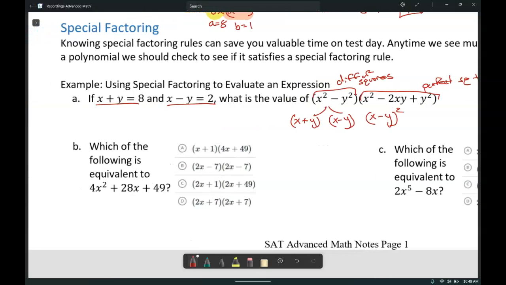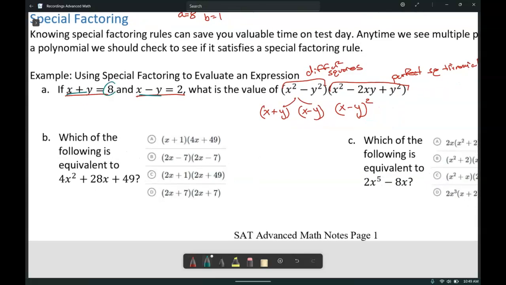And then since these are completely factored and these match up with the expressions that we have here, then we know that x plus y has to equal 8, x minus y has to equal 2, and then we have 2 squared, and we can multiply these all together. So 8 times 2 to the third power, which is 8 times 8, which gives us a value of 64.